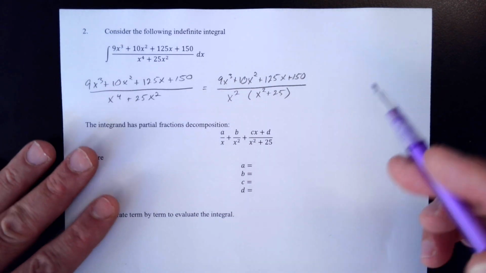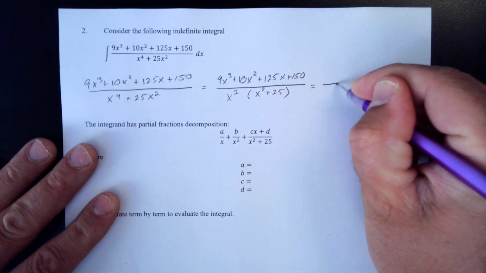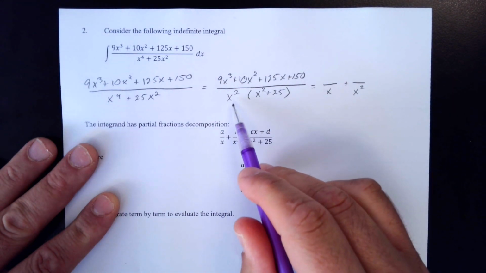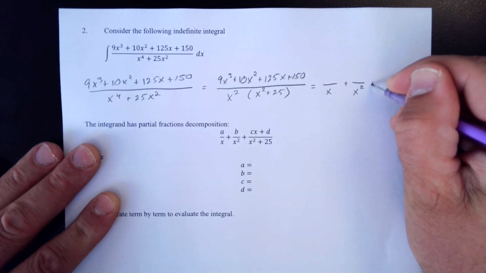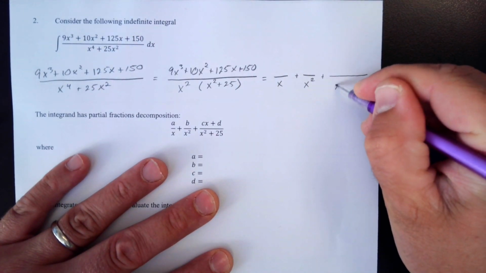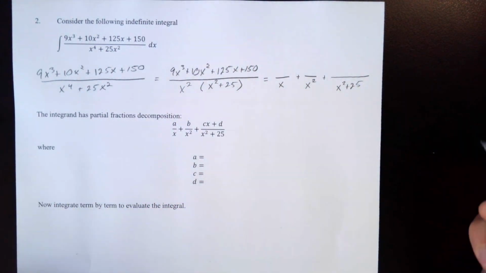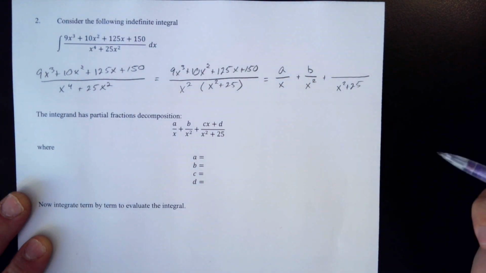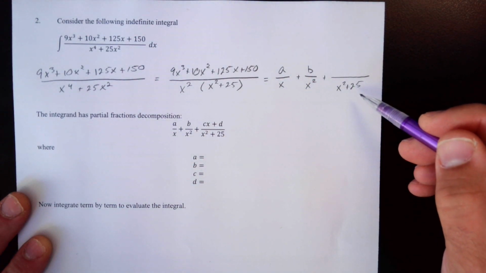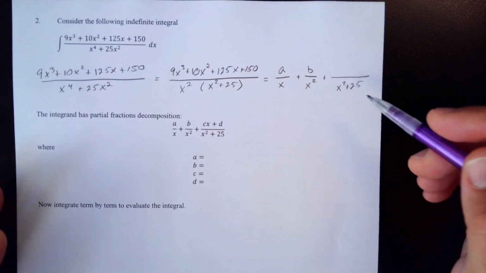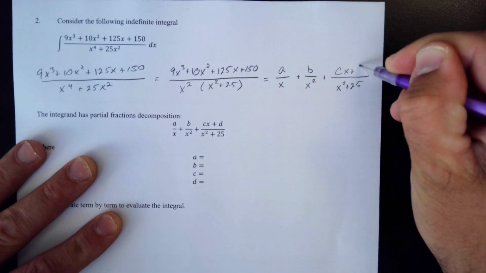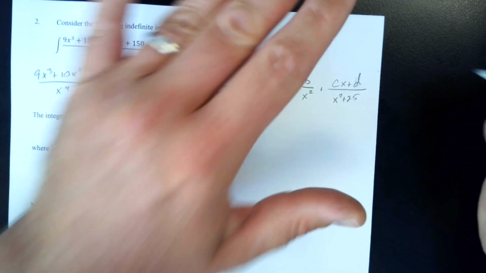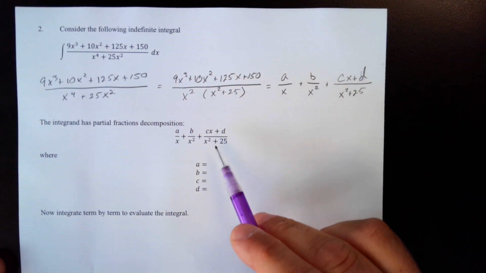So I know when I do the decomposition, I'm going to have something over x plus something over x squared, because I have two linear terms repeated. And then I'm going to have something over x squared plus 25. Now, when I have a linear term like this, I can have an a or a b constant. But if I have an irreducible quadratic, it can't just be a single constant. It's got to be a constant times x plus another constant. I don't want to use b again, I should use a different one, so I'll use d.